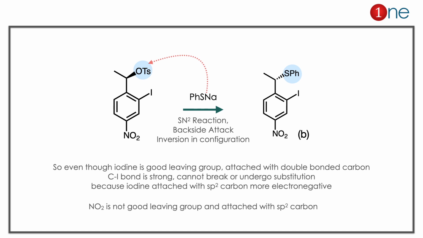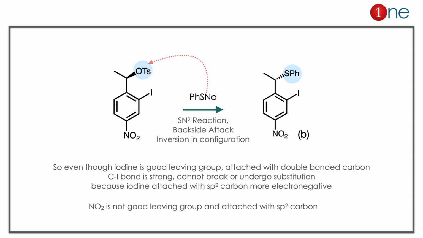Here in the starting material you have OTs. OTs is a very good leaving group. On another side you have iodine and NO2. Even though iodine is a good leaving group, it cannot be replaced by PhSNa because iodine is attached to an sp2 carbon. The sp2 carbon is more electronegative, it doesn't allow any group to leave. The same thing happens with the NO2. NO2 is a very poor leaving group as well as it is attached to an sp2 carbon. So you cannot remove iodine and NO2 there. So OTs is the only possibility.